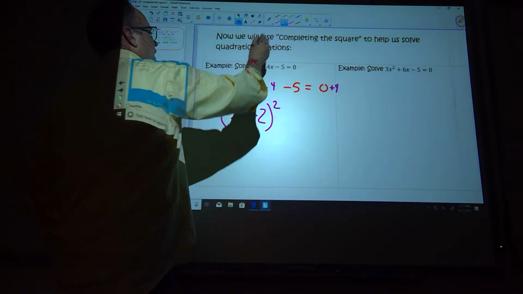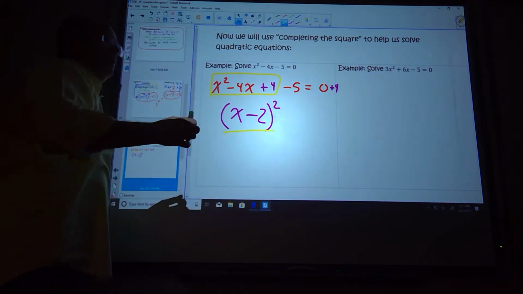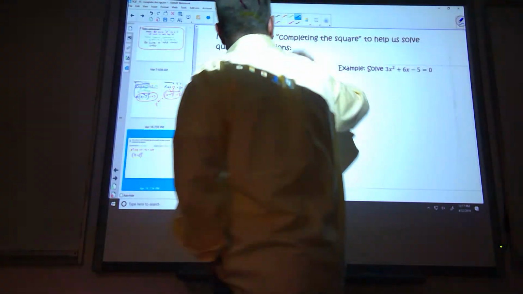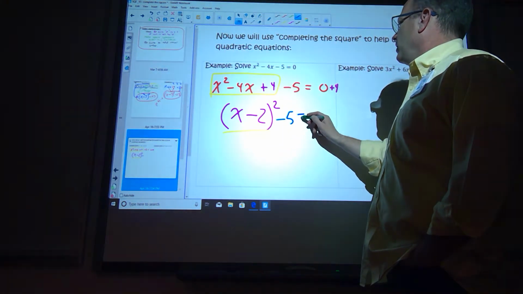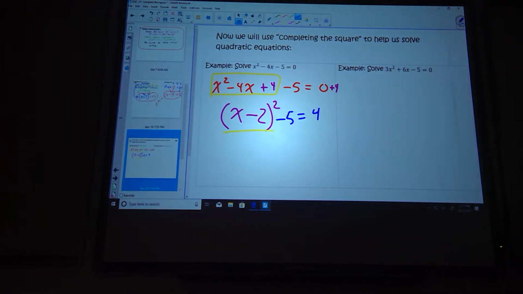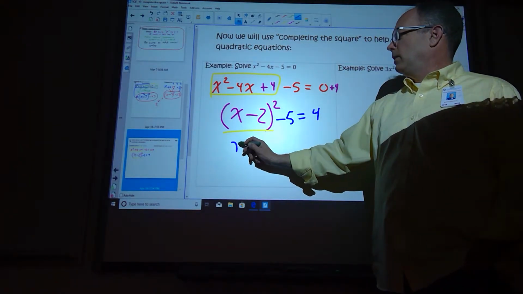So this right here, if I were to take x minus 2 times x minus 2 and FOIL it out, I'd get x squared minus 4x plus 4. Okay, but now I'm kind of stuck with this 5, and I have this 4 over there. So now I want to try and start solving it for x. So I'm going to move this 5 over by adding it.